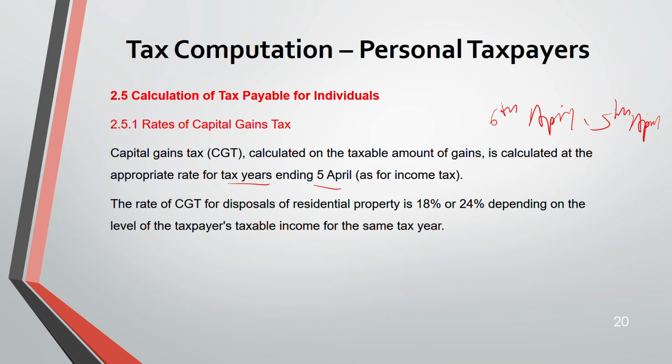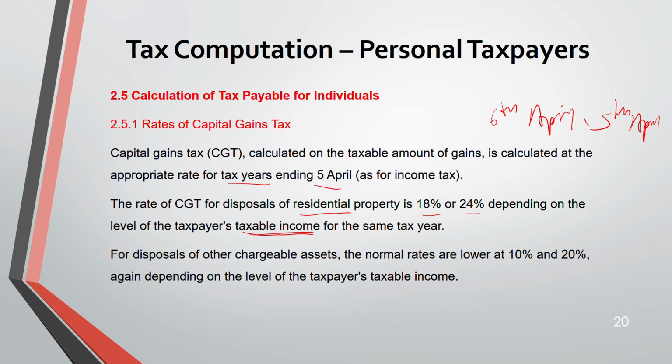So even here it is depending on the taxpayer's taxable income. See how we have to link back to income tax. We need the support of income tax for CGT. You need your taxable income. Based on that we'll see at what rate you are. Okay, then when you are disposing a residential property, either it would be 18, either it would be 24.